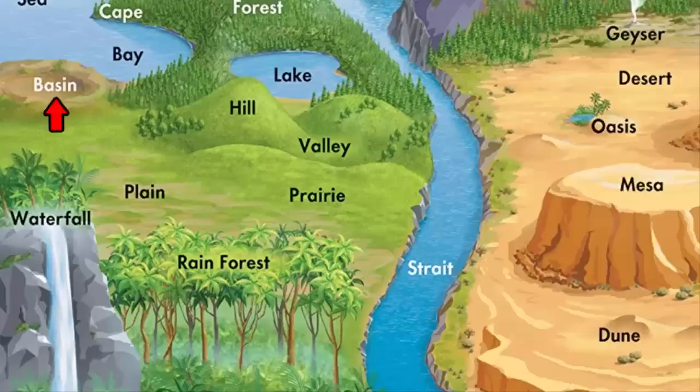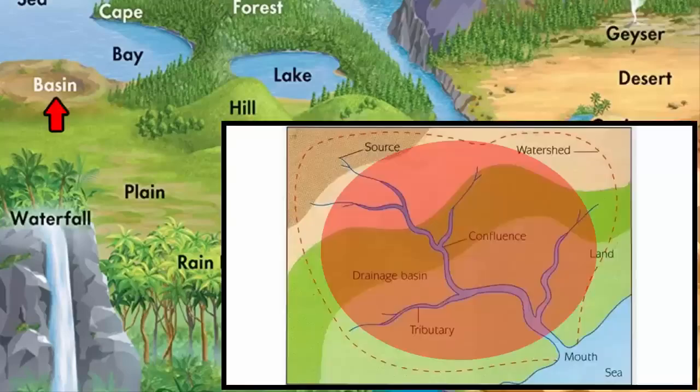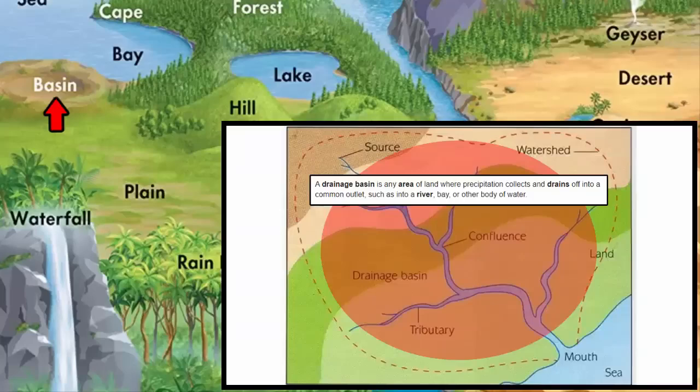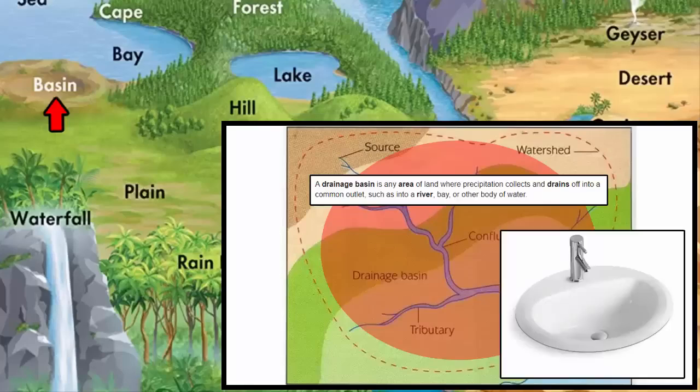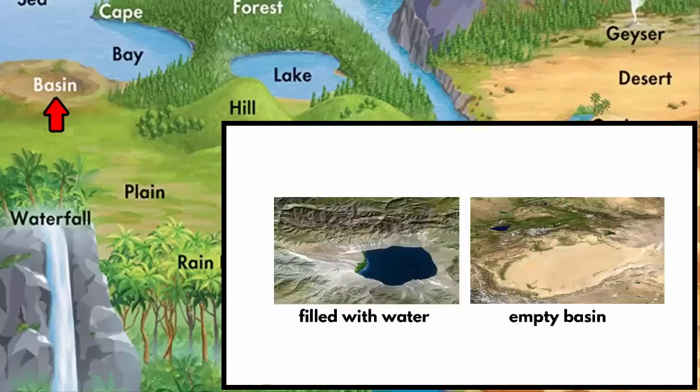The next one is basin. When you look at a basin, basically it is a depression or a dip in the Earth's surface. When you look at the shape, it looks like a bowl and its sides are higher than the bottom. They are also oval and circular in shape, similar to a sink or a tub you might have seen in your bathroom. Some basins are filled with water and then there are ones that are empty. They are formed over thousands of years or almost overnight.